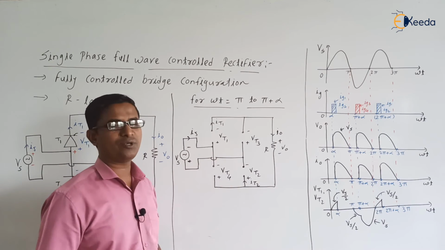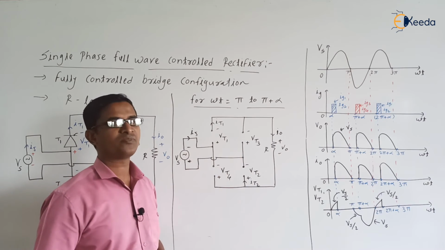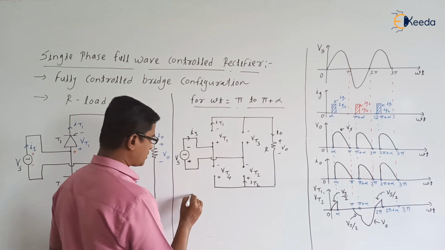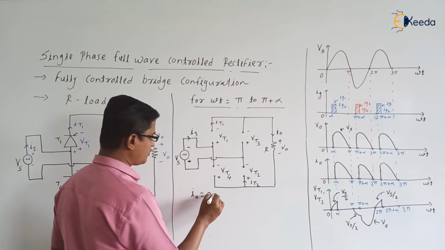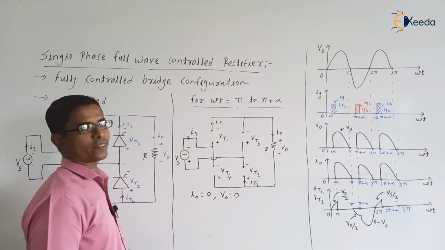T1 T2 will be in the reverse blocking mode, T3 T4 in forward blocking mode. Next, here what is I0? The circuit is not completed, right? So I0 is equal to 0, and V0 is equal to I0 into R, so it is also equal to 0.